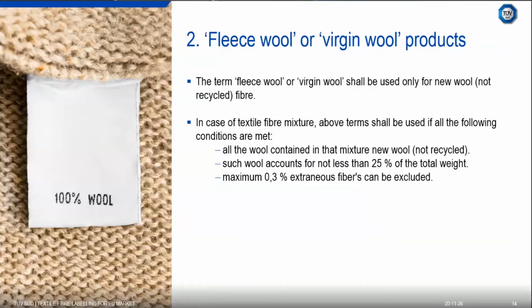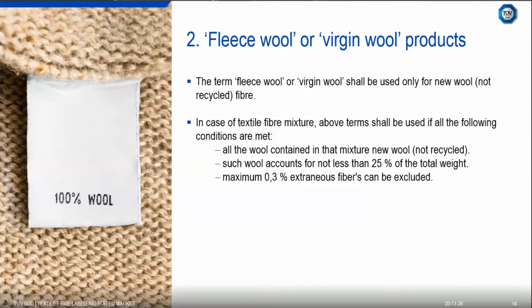Now, often we label 100% wool. So 100% wool can be labeled for a product that is made up of wool. Now, if someone wants to specify fleece wool or virgin wool, that means it is new wool to the consumer, there are certain criteria that have to be fulfilled. If virgin wool or fleece wool is claimed, the product has to be made up of only new wool. It cannot contain any reclaimed or recycled wool fiber.